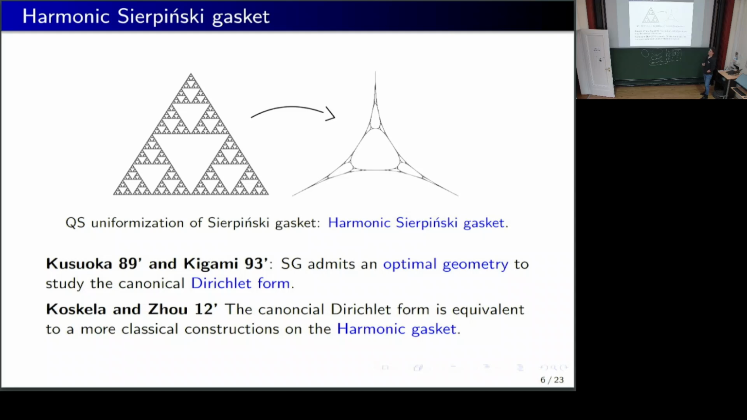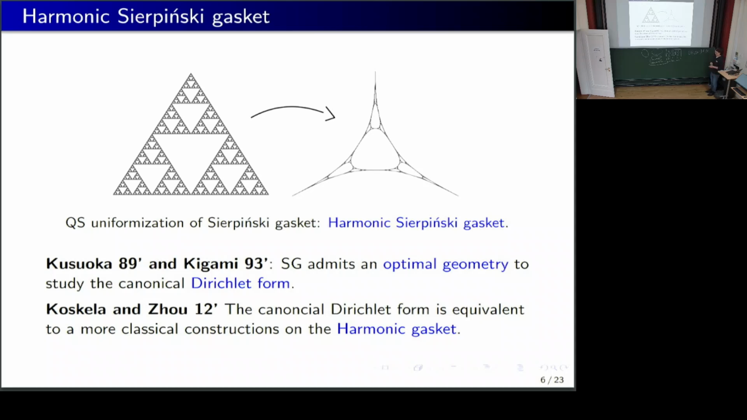But this previous one is quite trivial and uninteresting. So here I have a more interesting and much more non-trivial one, and this is called the harmonic Sierpinski gasket. On the left I have the regular Sierpinski gasket, and what this uniformization is doing is that on the Sierpinski gasket there is a more or less canonical way to construct a Dirichlet form, and a Dirichlet form is a kind of generalization of the bilinear energy form of this type. So there is a very natural construction of a Dirichlet form on the Sierpinski gasket.